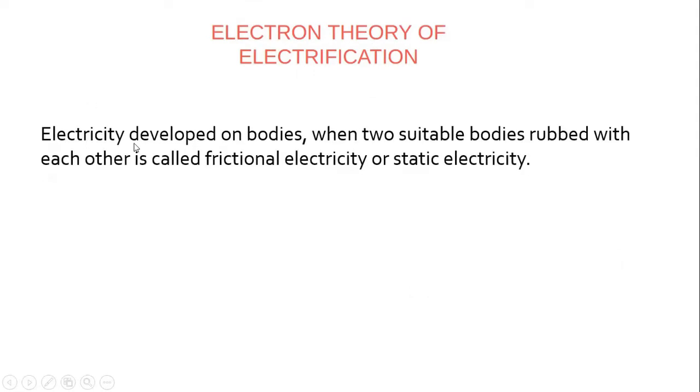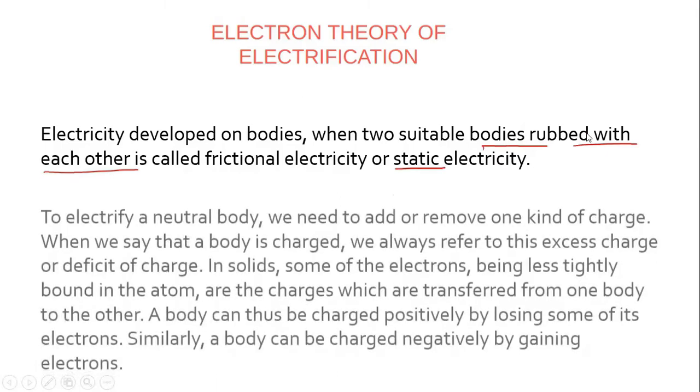Now, the explanation of this static electricity is the electron theory of electrification. This theory explains that the electricity developed on bodies when two suitable bodies are rubbed with each other is called frictional electricity. Mind it, the key point here is that two suitable bodies are rubbed with each other. That is called static electricity. Whenever two bodies are rubbed with each other, this is static electricity.